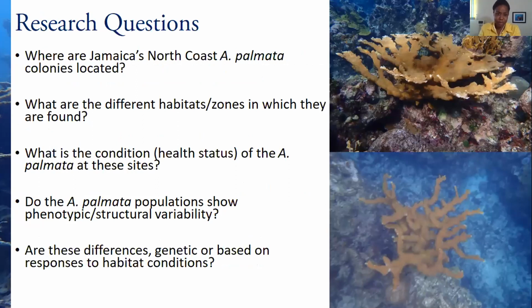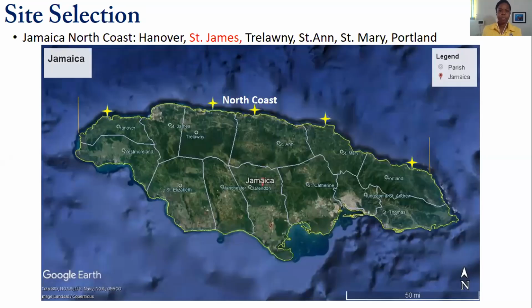Now, what are my research questions? Where are Jamaica's North Coast Acropora palmata colonies located? What are the different habitat zones in which they are found? What is the condition with regards to the health status of the Acropora palmata at these sites? Does the Acropora palmata population show phenotypic or structural variability? And are these differences genetic or based on responses to habitat conditions? Now, my site selection.